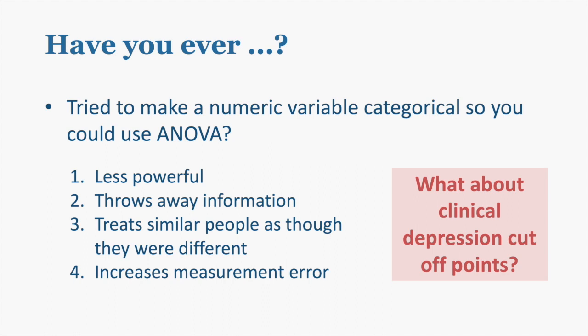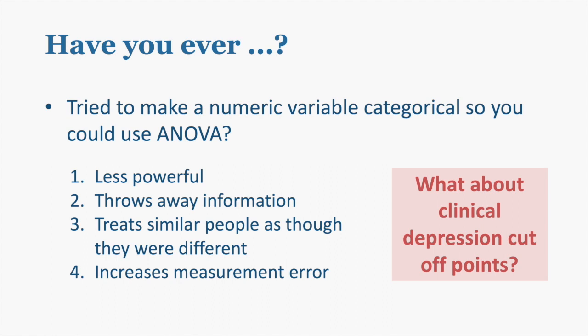Another thing to consider, have you ever tried to make a numeric variable categorical so you could use ANOVA? I did this a ton when I was learning how to do stats early on as an undergrad and early grad. I would try to fit it to the stuff that I knew. But what's interesting is that it's less powerful. It throws away information. It treats similar people as though they were different, and it increases measurement error. Those are all bad things.